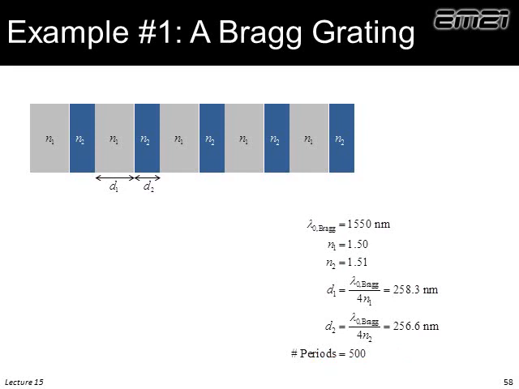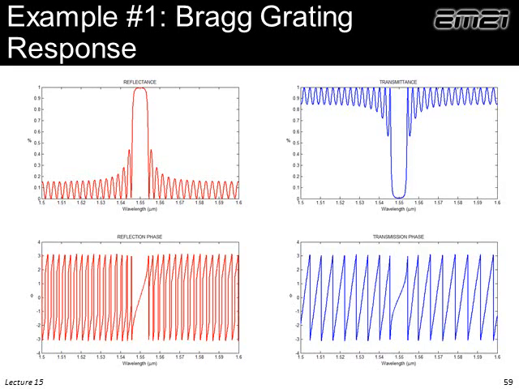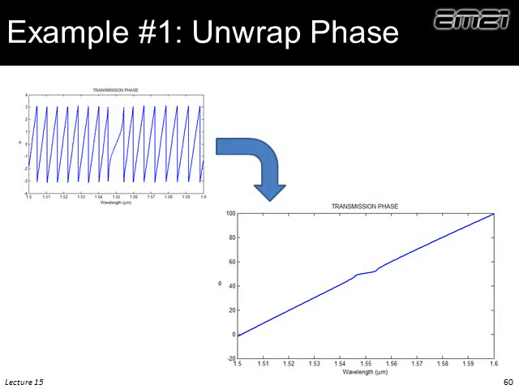Let's look at the response of that Bragg grating. Here's the reflectance and transmittance. We're looking at the overall reflectance, the overall transmittance, and we're also looking at the phase. Remember, this is what we're going to extract our effective refractive index from. So we're looking at the phase of the reflected wave and also the phase of the transmitted wave. Let's look at the phase of the transmitted wave and see what's going on.